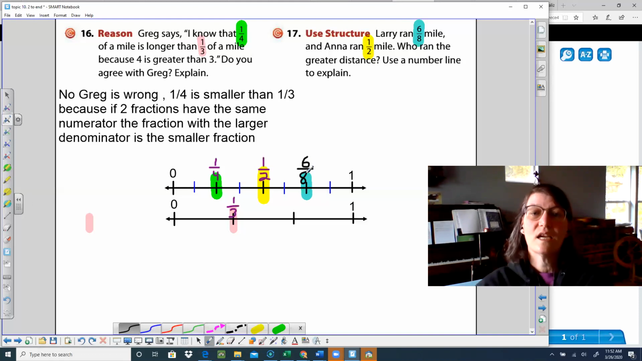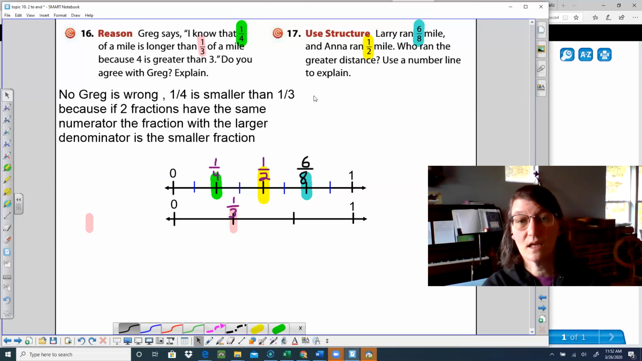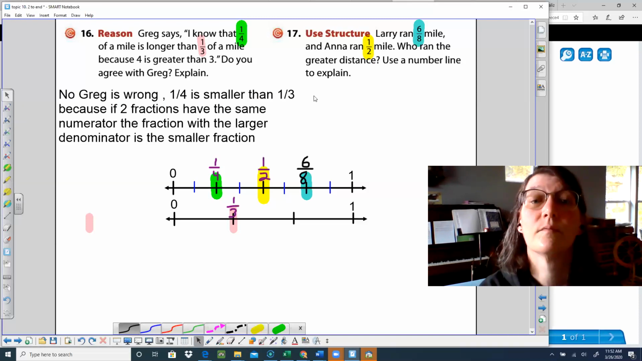And we need to explain who ran the greater distance. So looking at our 6/8 and looking at our 1/2, who ran the greater distance? So I'm going to type this one with a blank in it because I want you to fill it in.